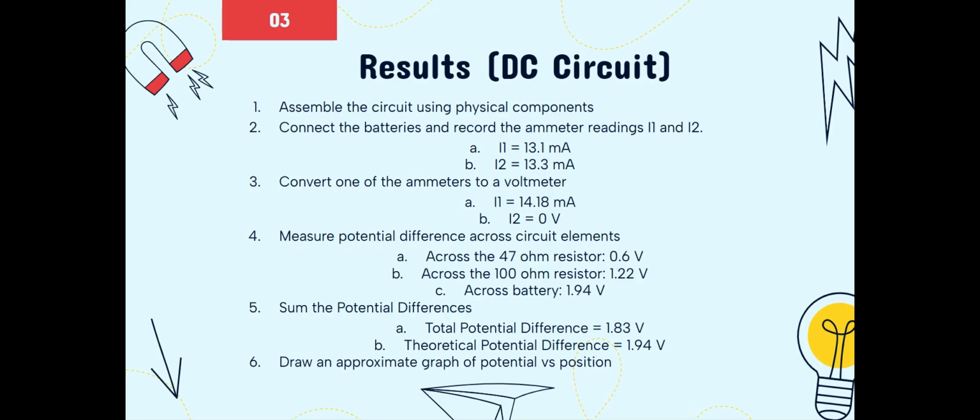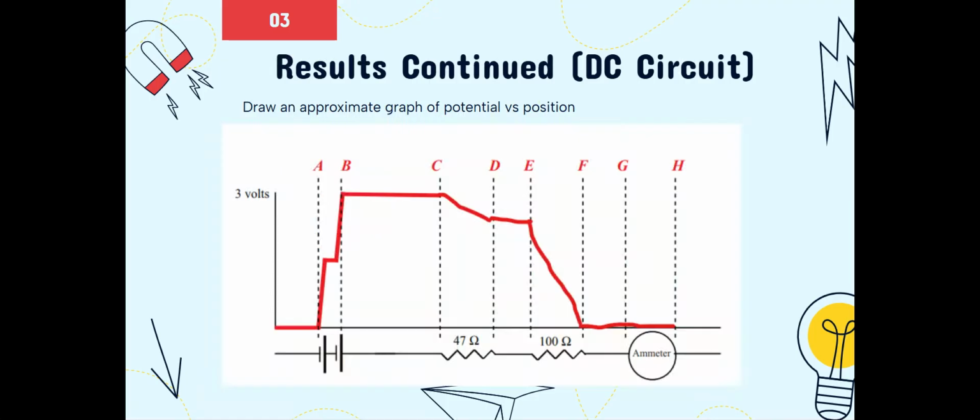And our total potential difference summed to 1.83 volts, and this was lower due to resistance in the wires and ammeters. And then our approximate graph of potential difference versus position kind of looks like that. And this is because larger resistors have larger potential drops across them. And so the sum of all potential differences around the loop equals zero, which confirms Kirchhoff's voltage law.